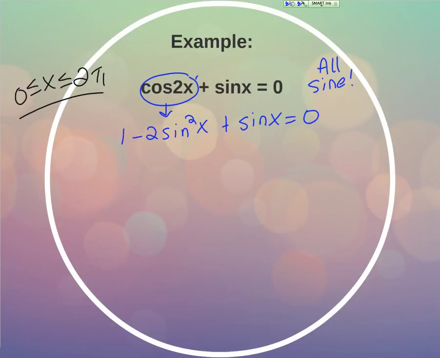So now we want to go ahead and make sure this is in descending order, because that usually makes a little bit more sense to us. So I'm going to rearrange it. So I have negative 2 sine squared x plus, we'll just put that 1 in, 1 sine x plus 1 equals 0. So I just rearranged it, brought that 1 to the back.